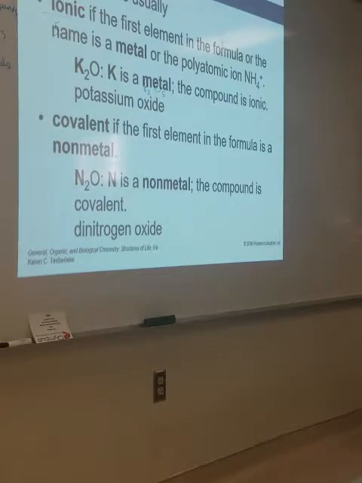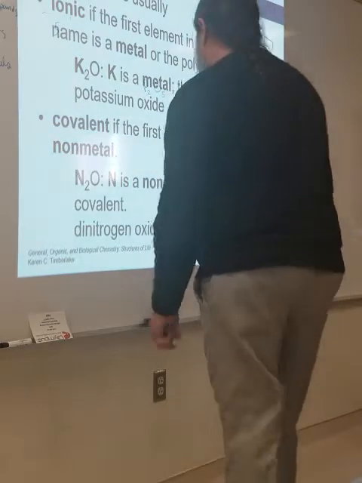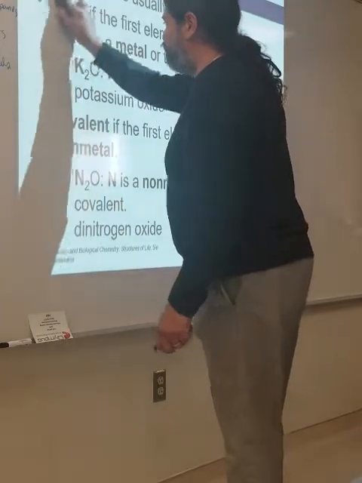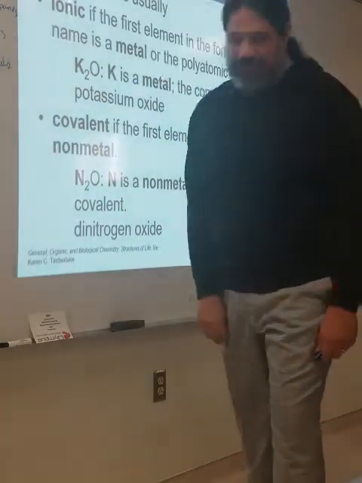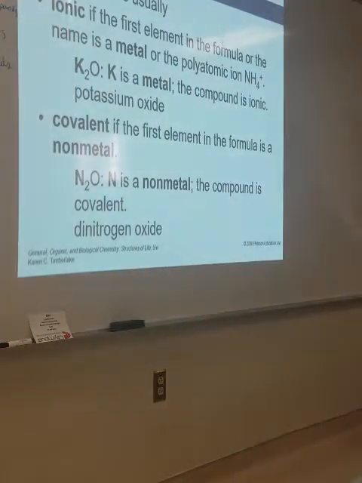So, 2 different types of compounds. The very first thing that you need to look at is the beginning of the formula or the beginning of the name. If it begins with a metal or ammonium, it's ionic, and we follow the rules for ionic compounds. If it begins with a nonmetal, then we check to make sure that there's only 2 nonmetals. Then it's a covalent, i.e. molecular compound.